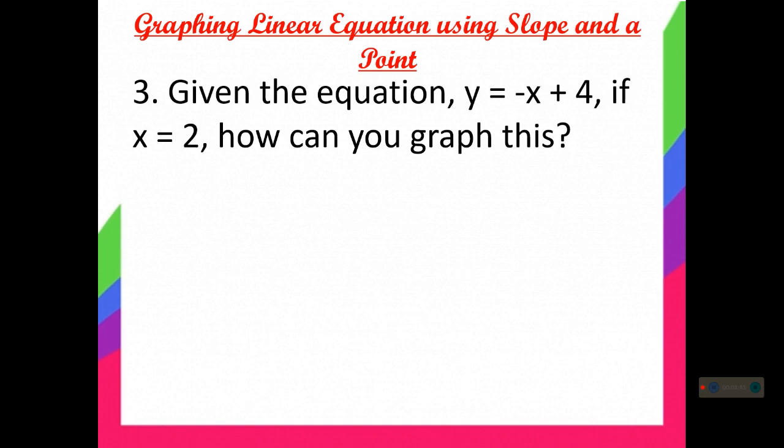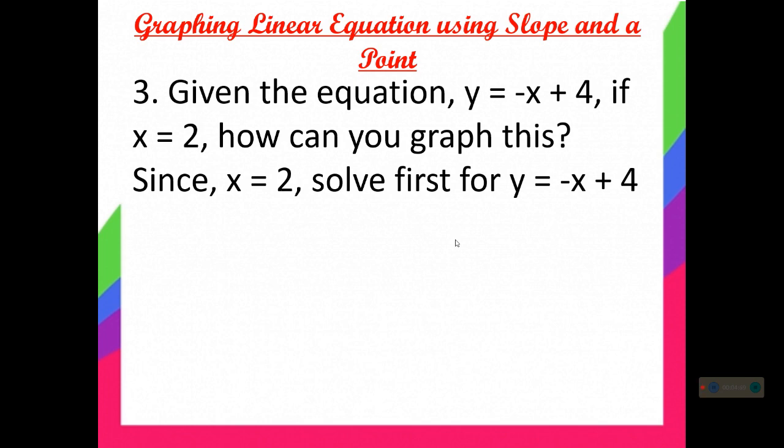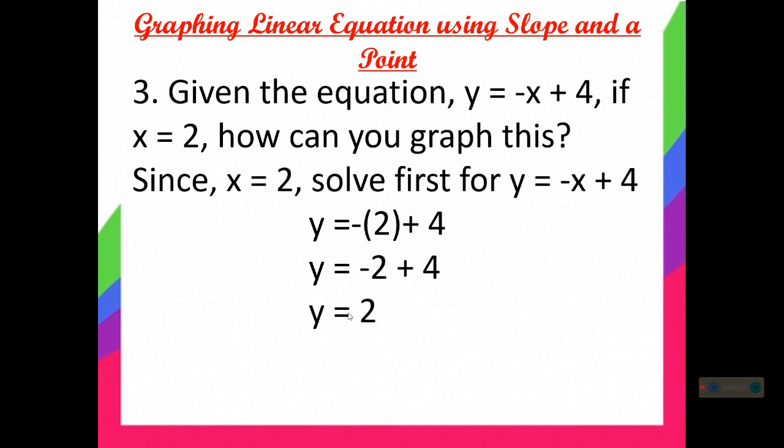Given the equation y equals negative x plus 4, if x equals 2, how can you graph this? Since our x is 2, solve first for y equals negative x plus 4. So we will have y equals negative times the quantity of 2, plus 4. We have the quantity because you are going to use the distributive property to distribute the negative sign on our given. So you will have y equals negative 2 plus 4, and to solve this, you will obtain y equals 2. So our ordered pair now will be 2, 2.